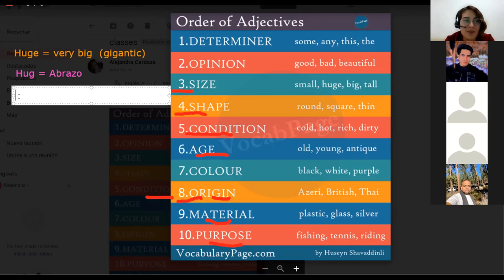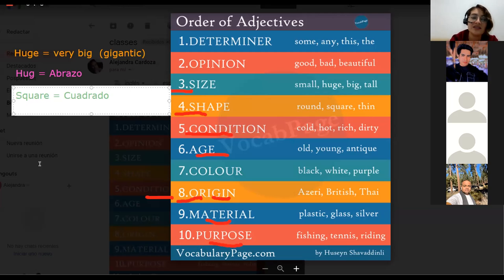Veamos otra palabra que querían ver. La siguiente palabra que queríamos revisar era square. Who knows what square is? ¿Alguien que sepa what square is? Cuadrado. Ok. Para la palabra square, es un noun para decir que hay un cuadrado, for example, one square, un cuadrado, right? One square of cheese, un pedacito de queso cuadrado, whatever.